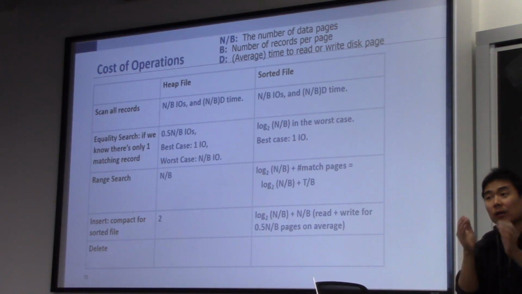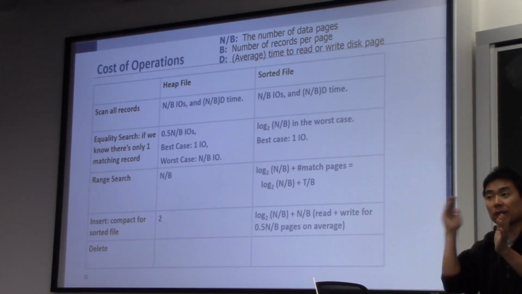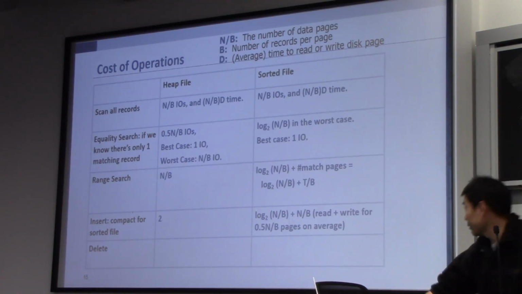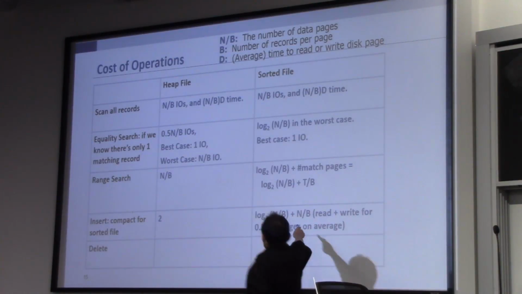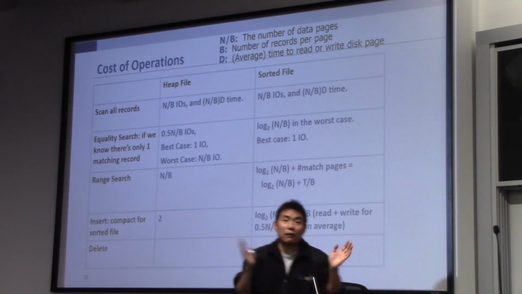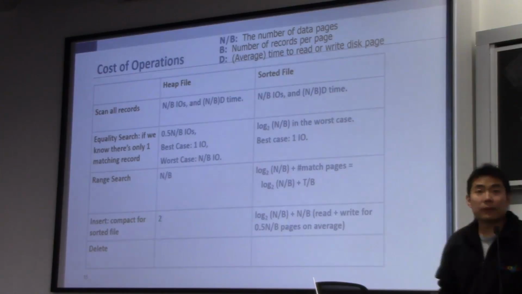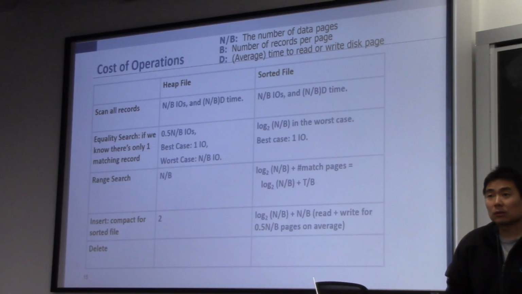On average, you need to read half of the pages and write half of the pages. So together, it's N over B IOs. Read and write roughly half of the pages all the time, if you do the compaction operation. Does that make sense?